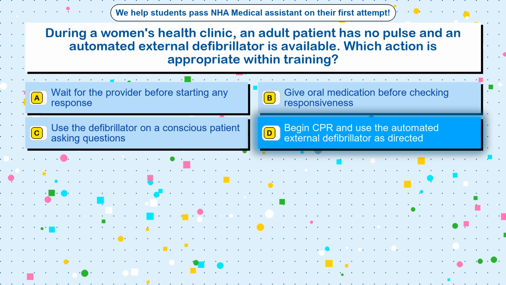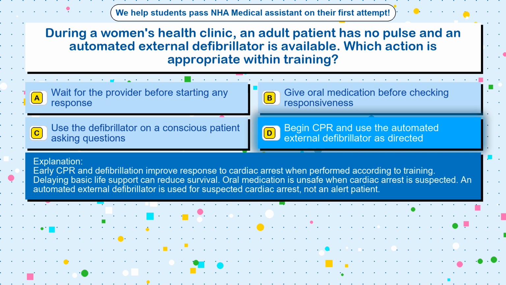The correct answer is option D. Begin CPR and use the automated external defibrillator as directed. Early CPR and defibrillation improve response to cardiac arrest when performed according to training. Delaying basic life support can reduce survival. Oral medication is unsafe when cardiac arrest is suspected. An automated external defibrillator is used for suspected cardiac arrest, not an alert patient.